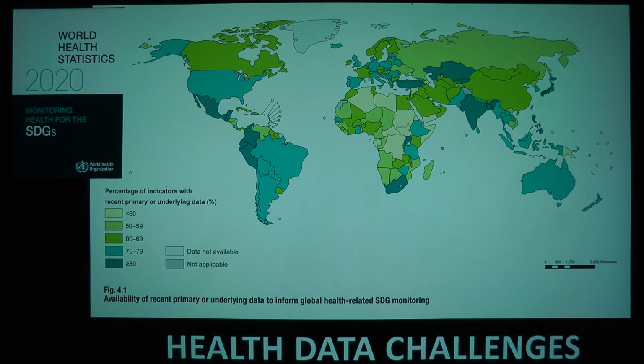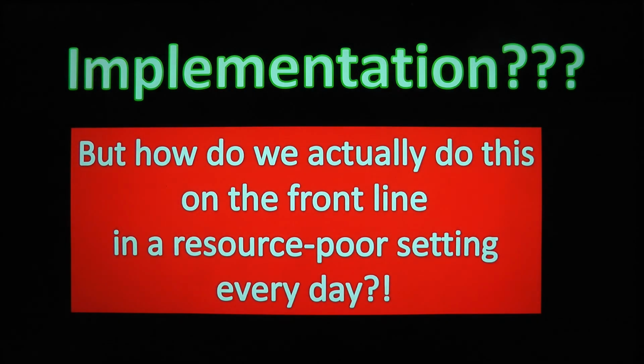On top of this, we also have challenges with collecting the data we need to assess progress and monitor the situation. And this 2020 World Health Statistic map shows that some countries are unable to report the indicators that are needed. So there's a challenge with health data as well. So the question then is, what can we do about this? Some of these statistics are very challenging. How do we actually implement change on the front line in a resource-poor setting every day?